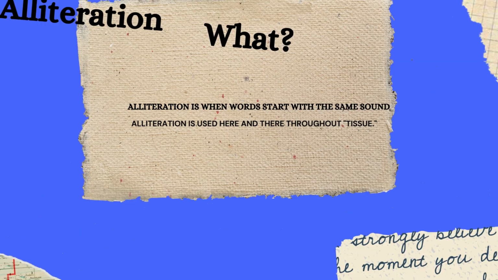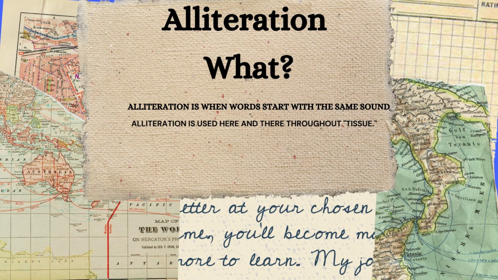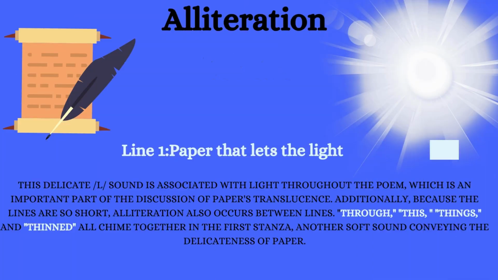What is alliteration? Alliteration is where two words start with the same letter or sound. This delicate L sound or phoneme is associated with light throughout the poem, which is an important part of paper's translucence. The lines are so short, alliteration also occurs between lines. Through, this, things, and thinned all chime together in the first stanza, another soft sound conveying the delicateness of paper.